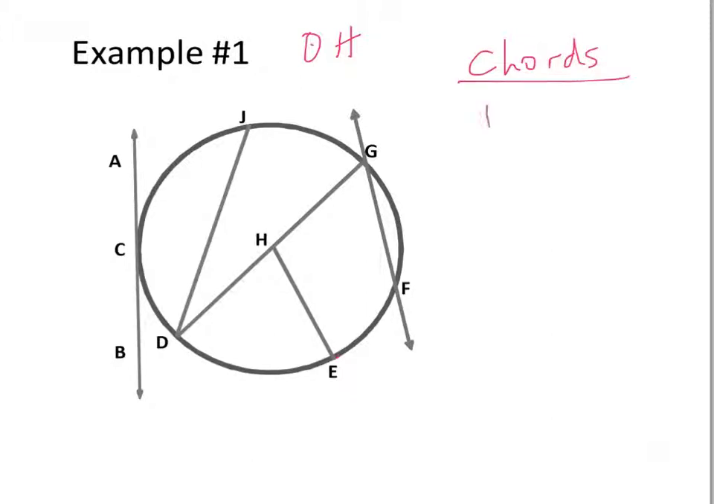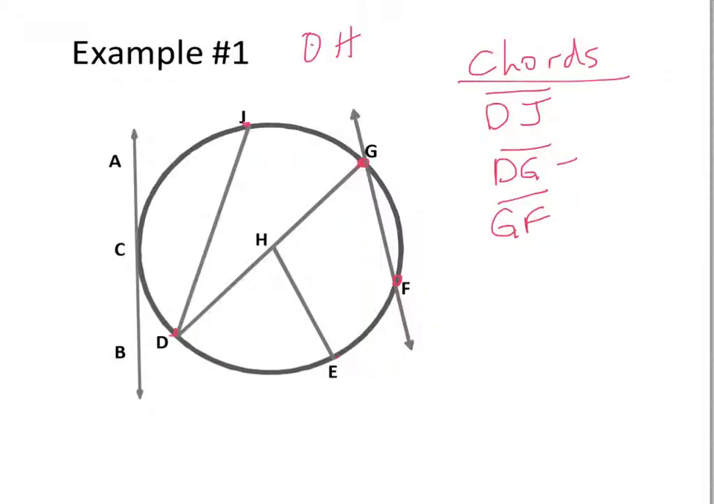You have chord DJ. It touches the circle twice, and it's on the inside. You also have DG, which is the diameter. It touches the circle twice. It's on the inside, and it's a segment. And then you also have chord GF. It touches the circle twice, and its endpoints are on the circle. Those 3 are the chords.